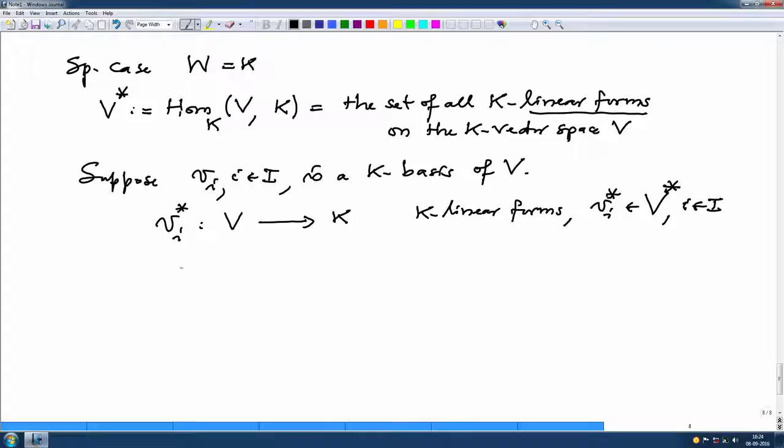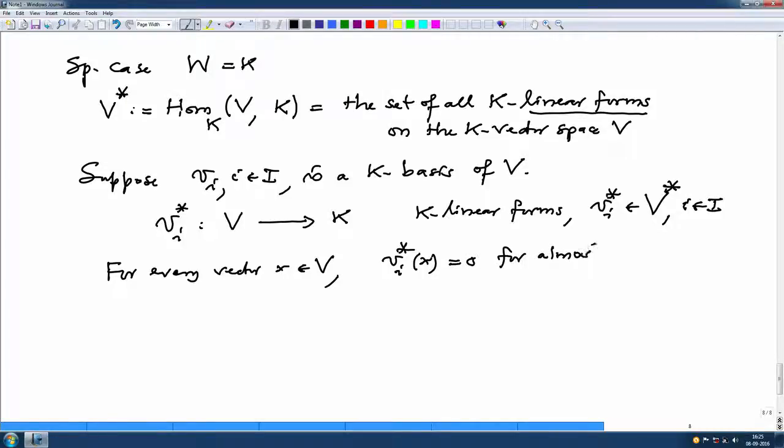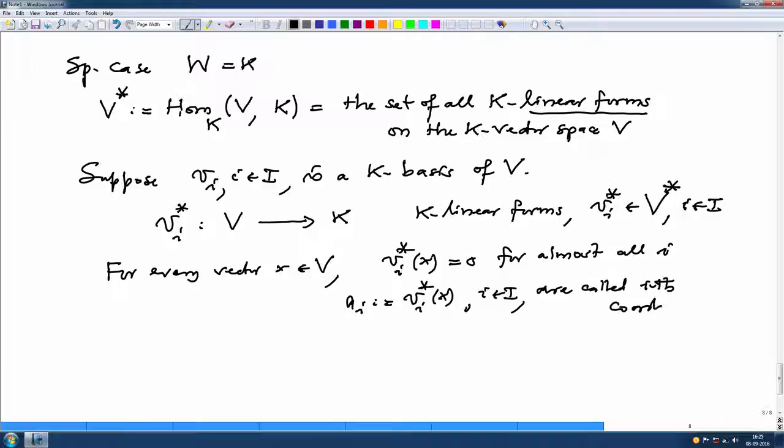And Vi stars have an additional property, namely for every vector x in V, Vi star of x is 0 for almost all i, and wherever it is non-zero, that is called the ith coordinate of x. So, ai defined by Vi star of x, i in I, are called the ith coordinates of x, and there are at most finitely many coordinates non-zero.